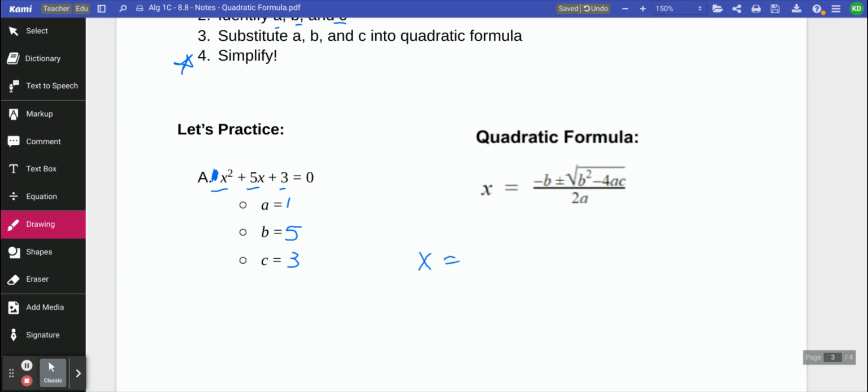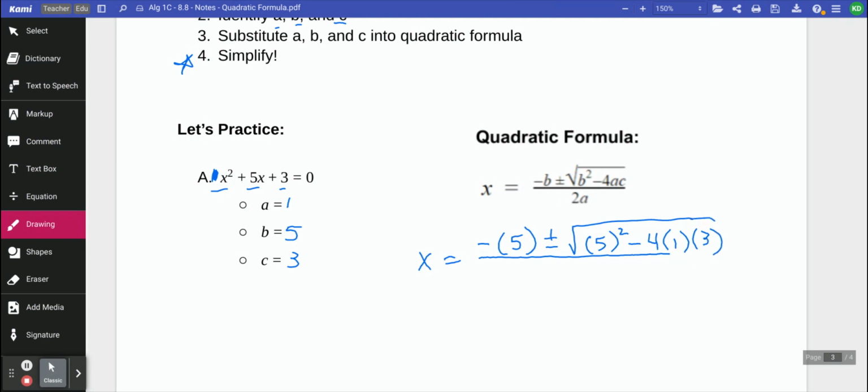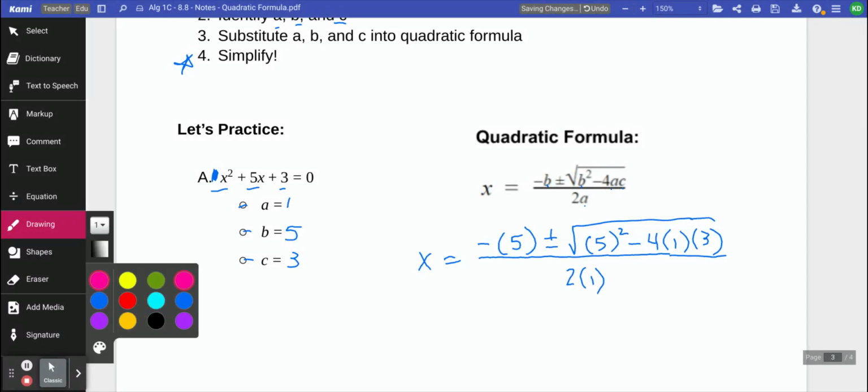So we have x equals, big fraction bar, negative 5, that's my B value, plus or minus 5 squared minus 4 times A times C. I'm just looking at my A, B, and C numbers as I fill this in. So I'm looking at my quadratic formula to see what numbers go where, and then I'm looking over here to see what numbers I'm putting there. On the bottom, it's 2 times A, so 2 times 1. Okay, I'm going to switch colors here for a different step.